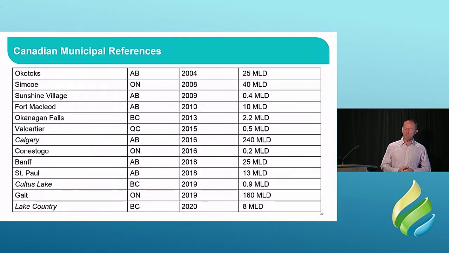Canadian municipal installations, what we're showing here. There are 1 or 2 in BC. The ones in italics there, so that's Calgary, Cultus Lake and Lake Country, those are selected, they're ordered, but they haven't been installed yet for various reasons. These have been pre-selected kind of early, but the others are delivered.